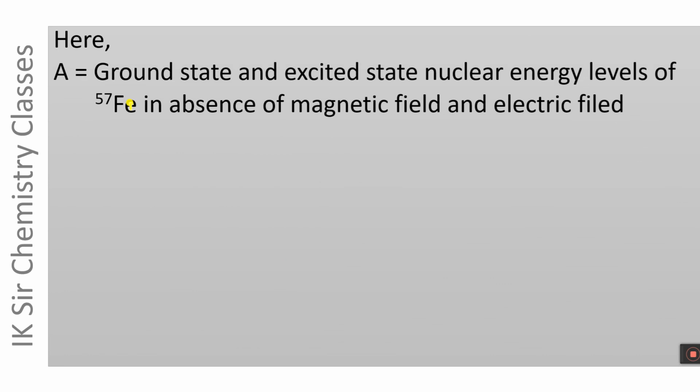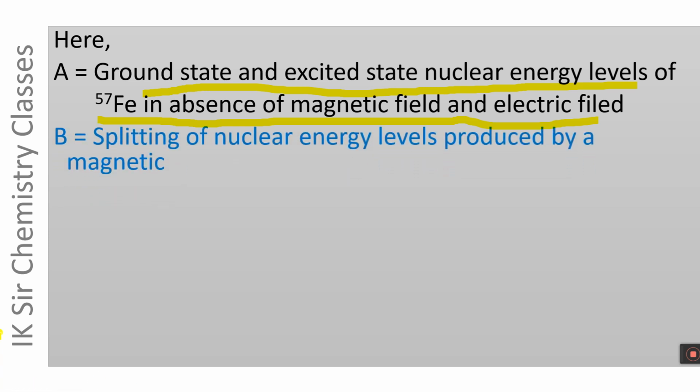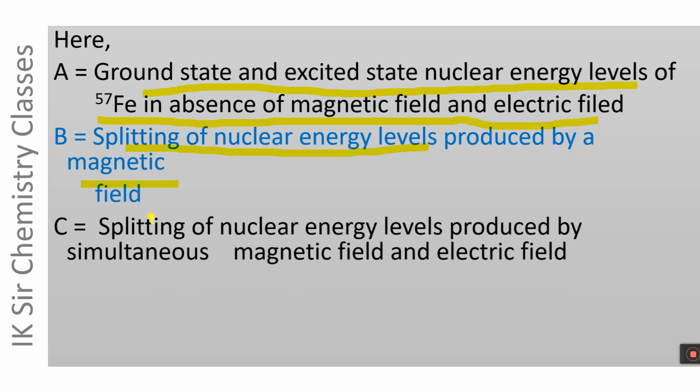Here A is the ground state and excited state nuclear energy levels of Fe57 in absence of magnetic field and electric field. On the other hand, part B of the figure represents a splitting of nuclear energy levels produced by a magnetic field. On the other hand, C represents a splitting of nuclear energy levels produced by simultaneous magnetic field and electric field.